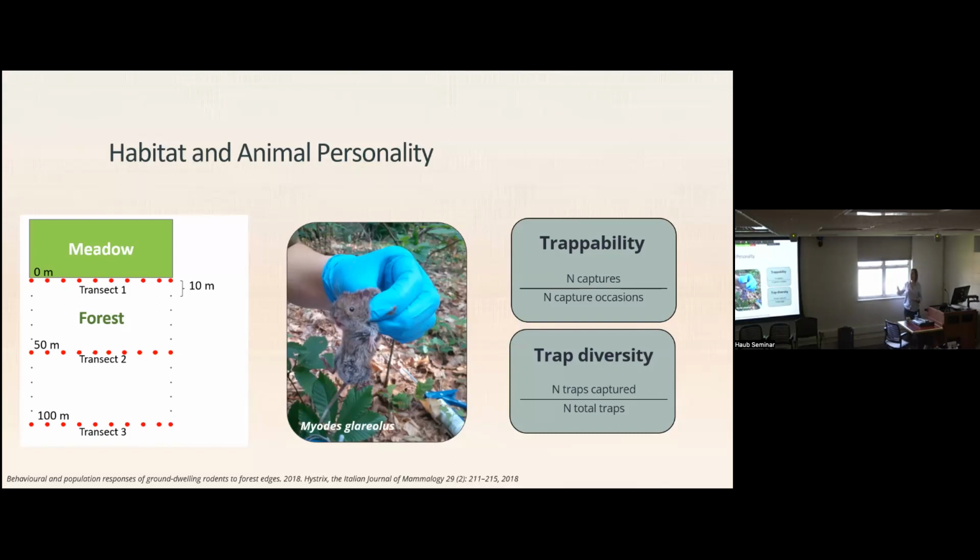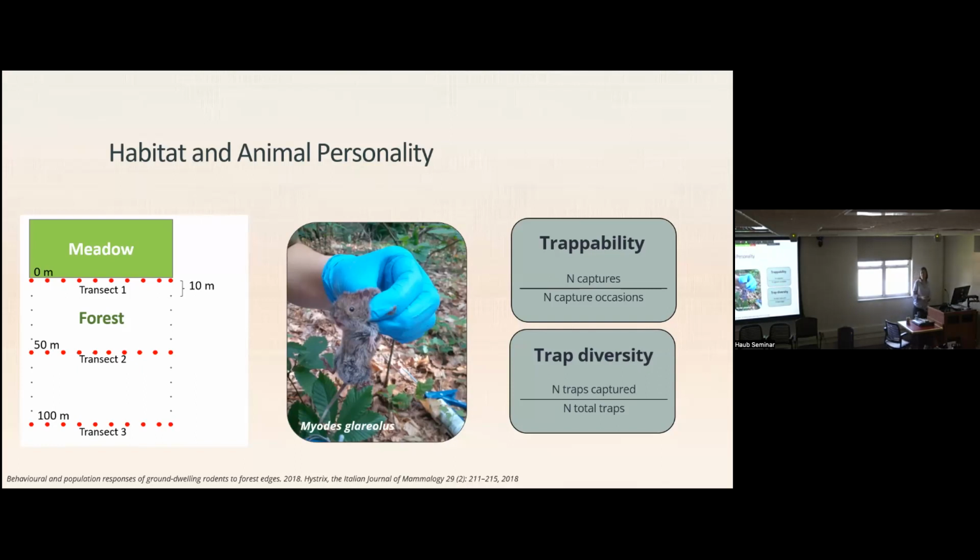And then I created 3 transects where I would trap my small mammals, one at the edge, one 50 meters inside the forest, and one 100 meters, so that these 3 transects would be independent from each other, because they are small mammals, so they cannot generally move too far.